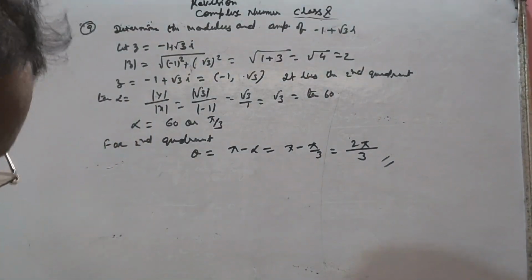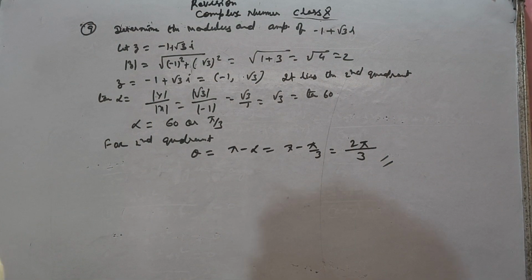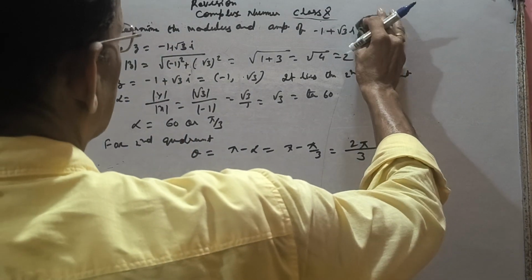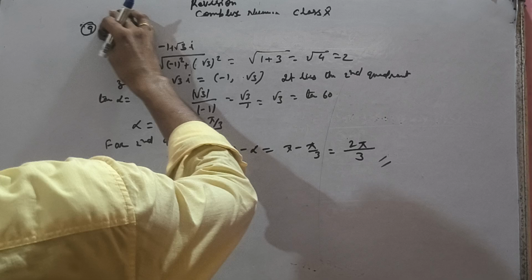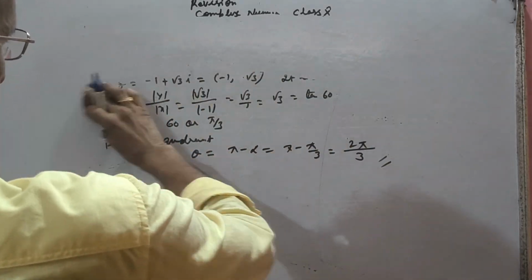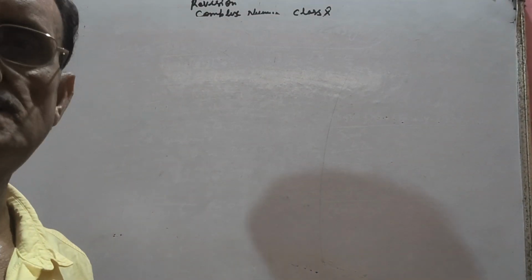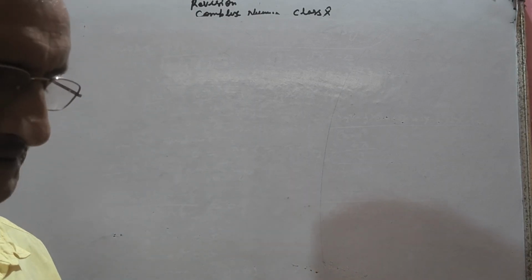Now, this sum I have explained to you because we are going to express in polar form, which is an important part. For polar form, both modulus and amplitude are required to express any complex number in trigonometric form or polar form. You need to find the modulus of the complex number and the amplitude. That's why.